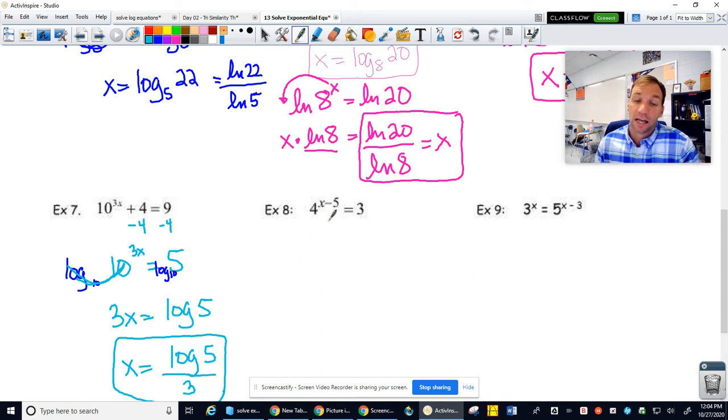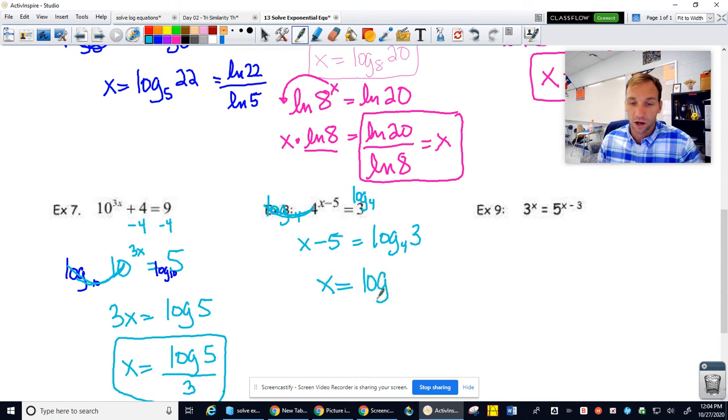Okay, now these ones are kind of the same, right? So here we have the base. The base is 4, so we're going to take the log base 4 of both sides. So that eliminates all of this stuff, and we're left with x minus 5 equals log base 4 of 3. Remember, your calculator can do this for you. So x is equal to the log base 4 of 3 plus 5.